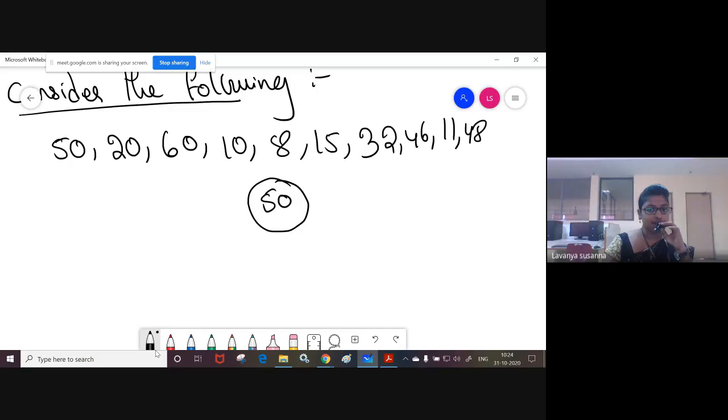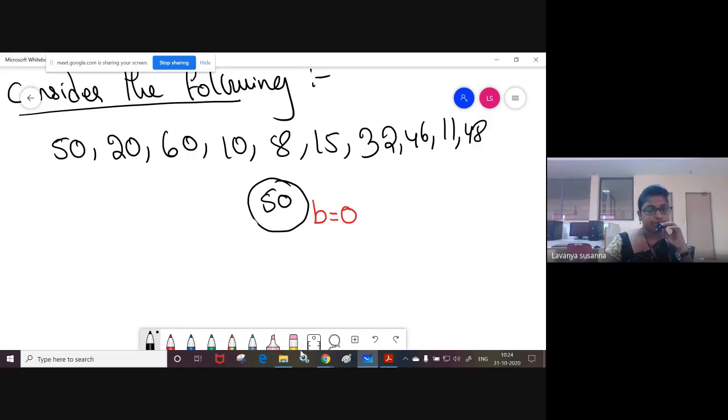What is the next element? 20. Is 20 greater or lesser? Remember, all lesser elements will occupy as left child. All greater elements will occupy as right child. 20 is less than 50, right? That's why it will occupy as left child. Sorry, I forgot one thing. After inserting, you need to find the balancing factor. For the balancing factor of root node 50, there is only one node. Balancing factor is 0. Remember, after inserting you need to find the balancing factor for each and every node.